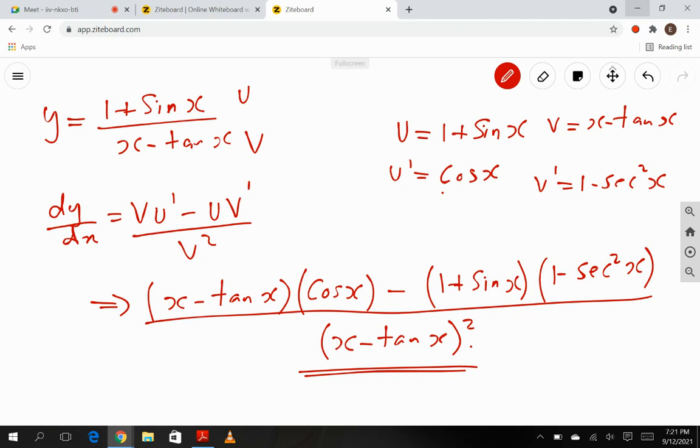Okay, so that's something that's important to take note of. Now let's see if we can look at other examples. There are going to be other questions where you have to differentiate something like this.